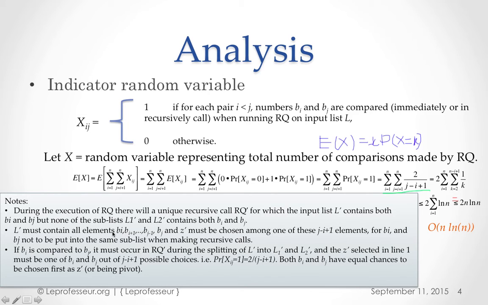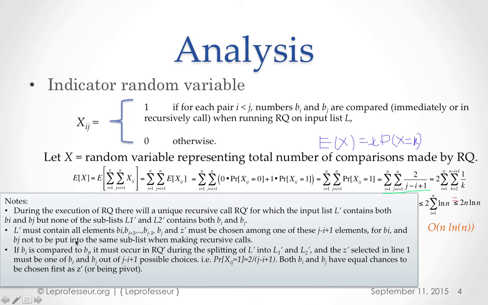And how many total numbers would these be? These, from Bi to Bj, would be j minus i plus 1. Good. So that's how this number here comes, j minus i plus 1. That is your total permutation for choosing your pivot element j-tick.